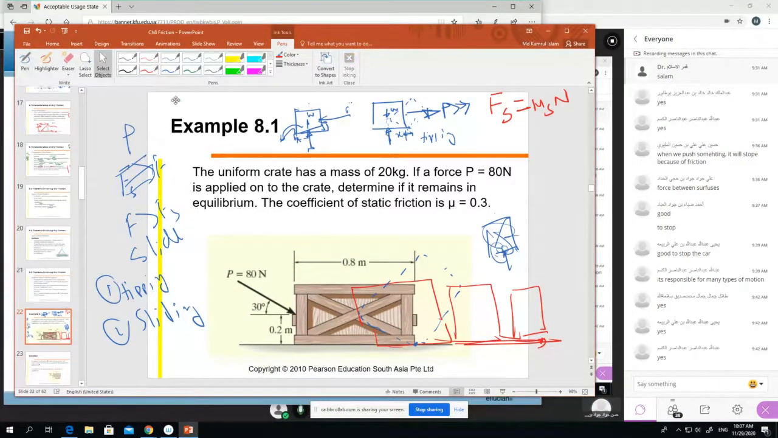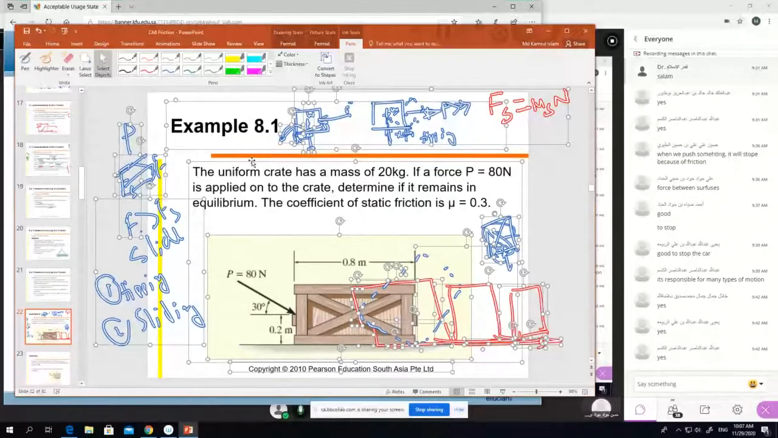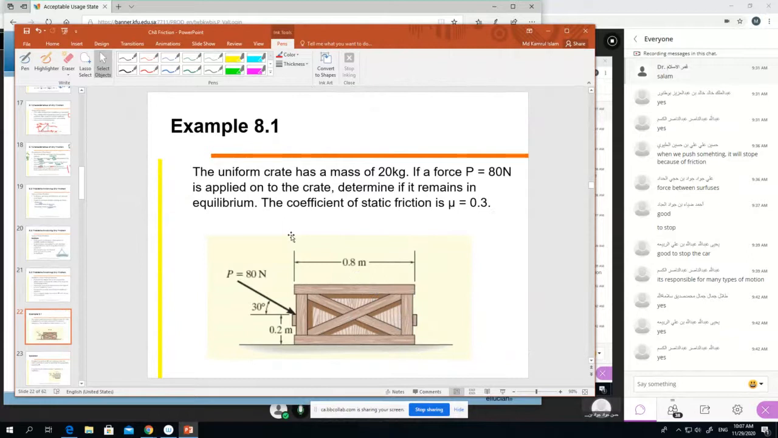Now we will do an example, and we want to examine what is going to happen if some forces apply. The uniform crate. This box is called a crate in English. The uniform crate has a mass of 20 kilograms, and a force of 80 newtons is applied to the crate. Determine if it remains in equilibrium. The coefficient of static friction is 0.3, that means μs is given as 0.3.